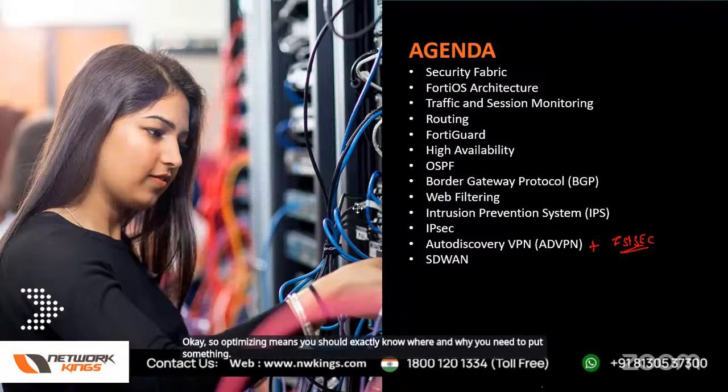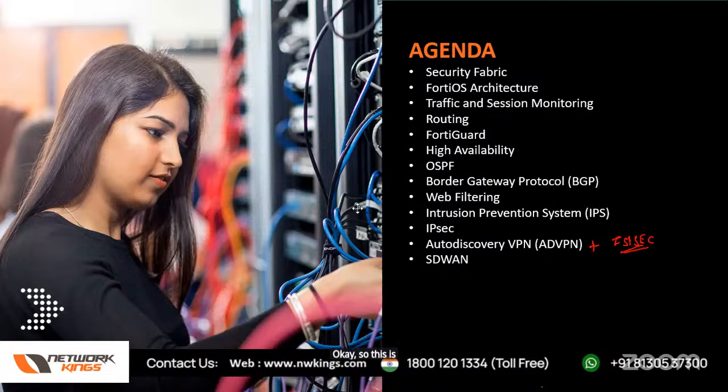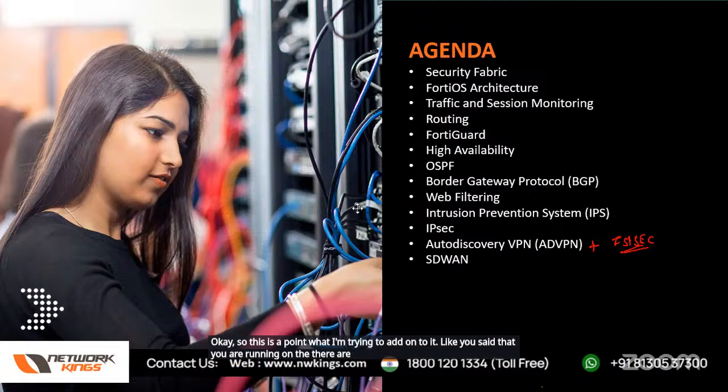Okay. So this is a point I'm trying to add on to it. Like you said, there are multiple IPsec VPNs managed on the SD-WAN and running over BGP. In short, you are saying that you are trying to form the BGP neighborship over the IPsec VPN structure. Okay. And all your traffic is going through that.